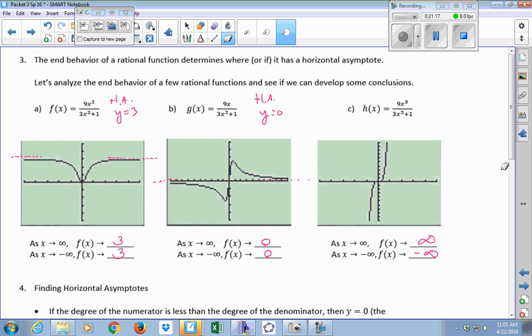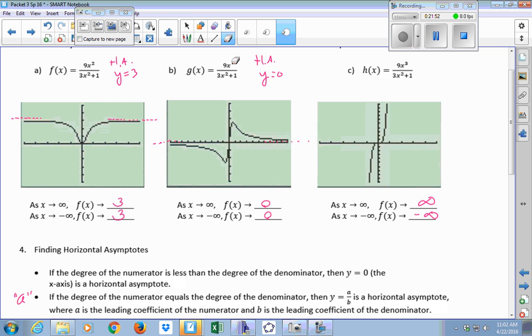All right, now the next one is a little bit different because the degree in the numerator is only 1, 9x to the first, and the degree in the denominator is 2. So if x was 1,000,000 now, I'd have 9,000,000 over 1,000,000 squared times 3. So I'd have this really huge number in the denominator. And as my denominator gets big, big, big, my fraction gets teenier and teenier and teenier. It goes towards 0.